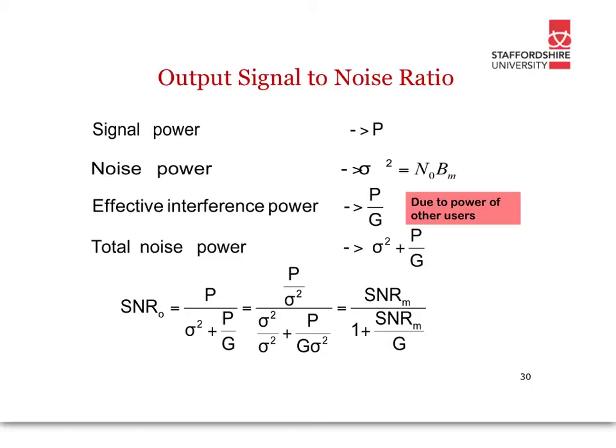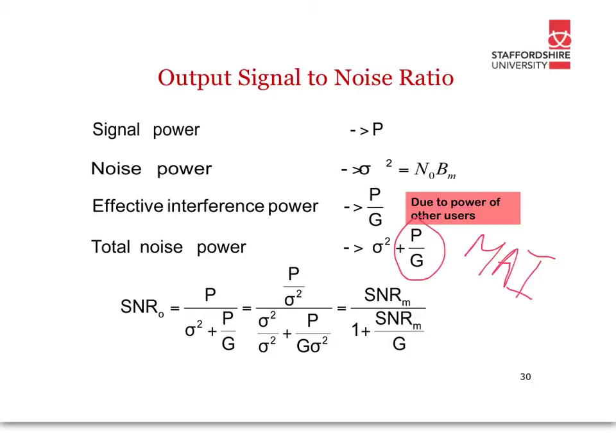So the interference power, or the multiple access interference, is the power caused by other users transmitting on this network at the same frequencies. So this is the MAI, or multiple access interference. So the signal to noise ratio at the output is given by P, the signal power, divided by the total noise.